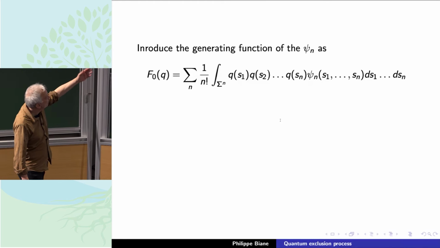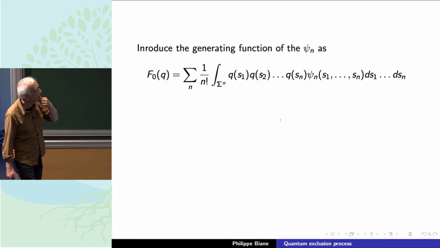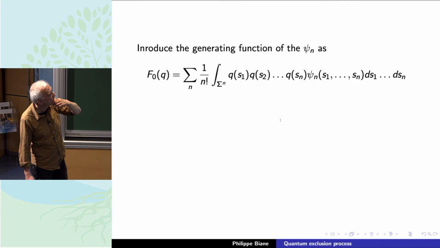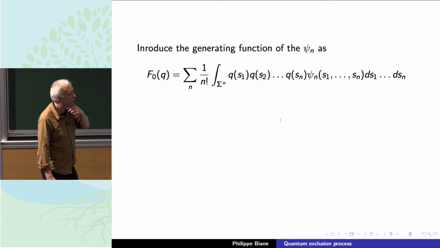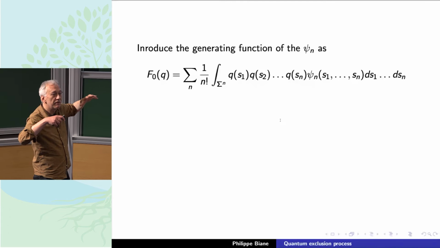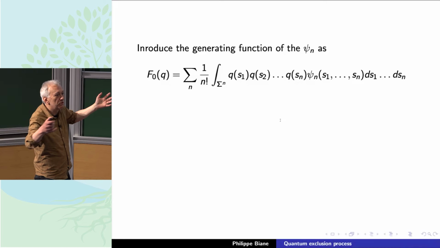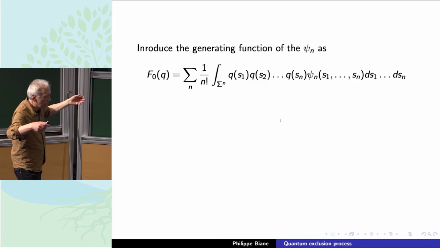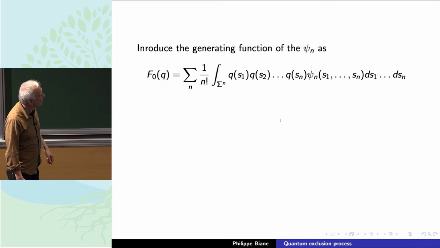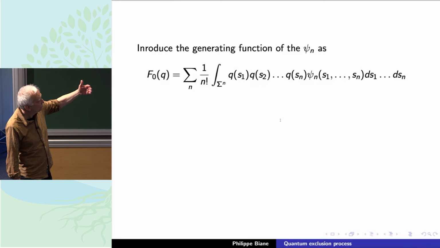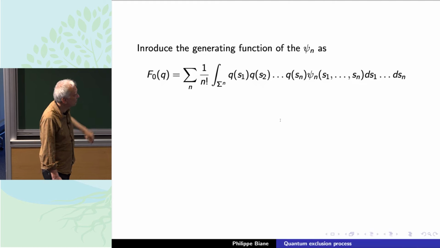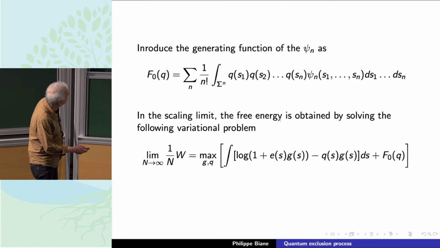So we introduce a generating series of the psi n by introducing a function q and integrating q of S1, S2, Sn with respect to psi n on our space. So we imagine that our parameter space rescaled converges to some topological space. It may be a line, a square, a cube, a sphere, it doesn't matter. The important thing is that the cumulants converge to some function psi, and you know how to evaluate psi.